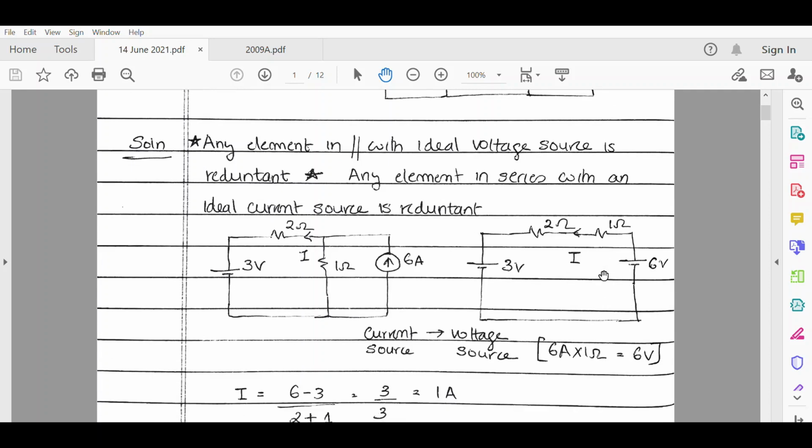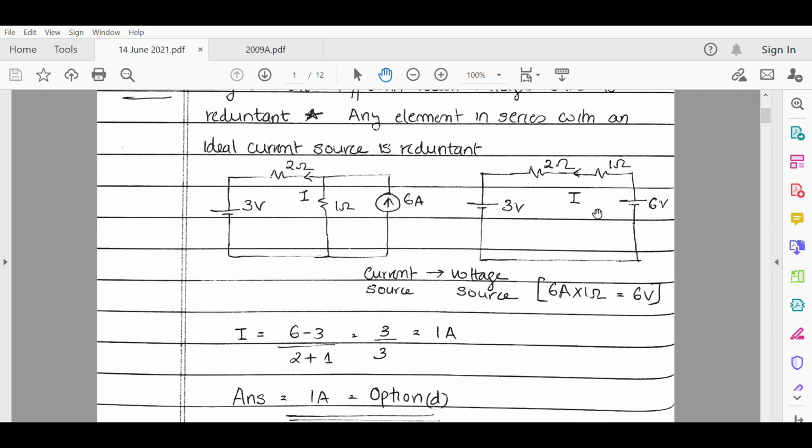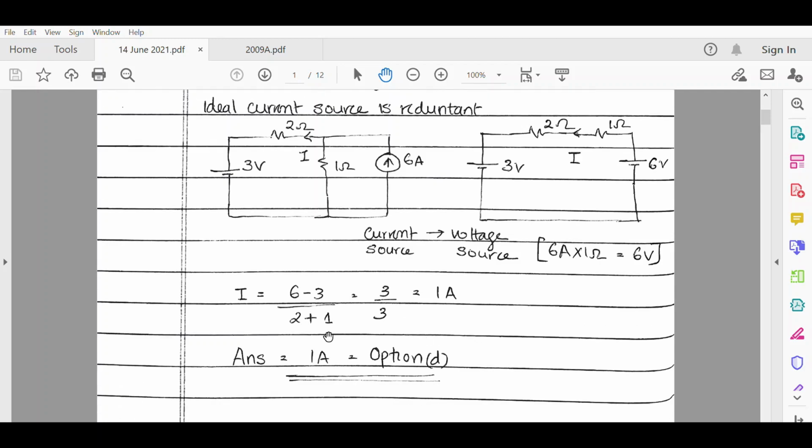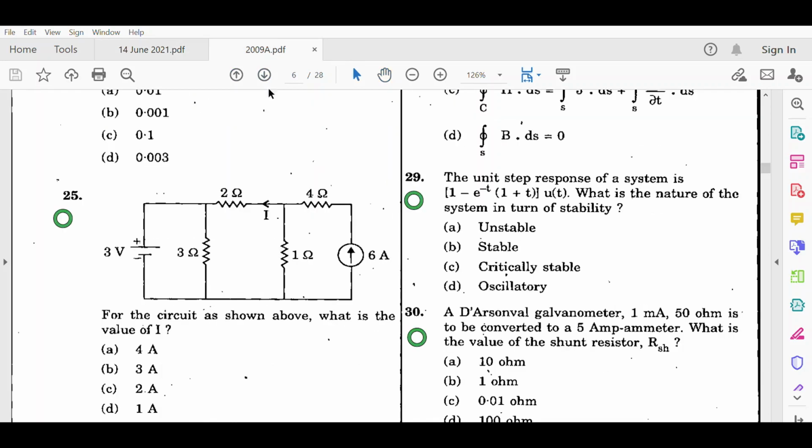Now this circuit can be solved quite easily to find the value of current. The value of current is given by this voltage, that is 6 minus 3, this EMF source, divided by the total resistance, which is 2 plus 1, which gives us 3 by 3, and the current as 1 ampere. So the final answer is current of 1 ampere. Let us now see the options. Here they have given us in option D current of 1 ampere. So this is the correct option.